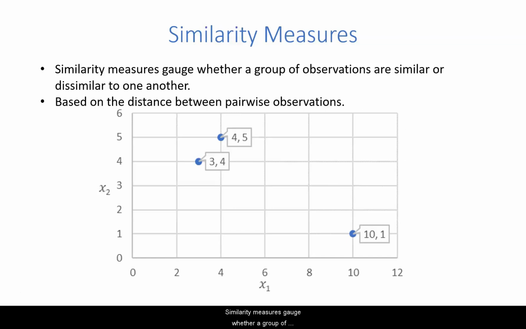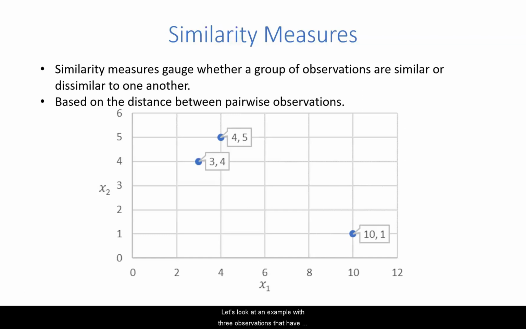Similarity measures gauge whether a group of observations are similar or dissimilar to one another. They are based on the physical distances between pairwise observations. A small distance between the observations implies a high degree of similarity, whereas a large distance implies a high degree of dissimilarity.